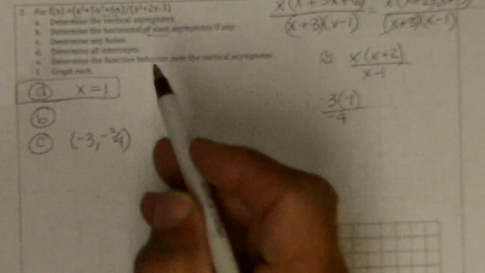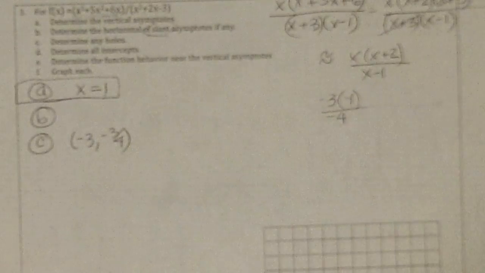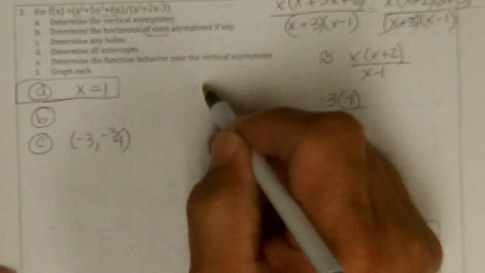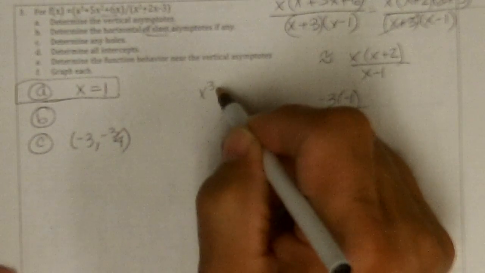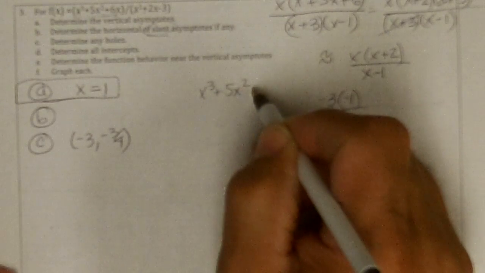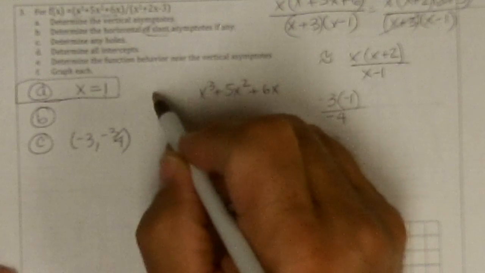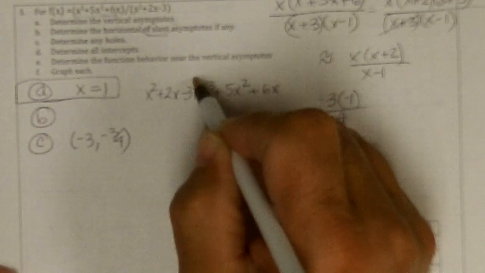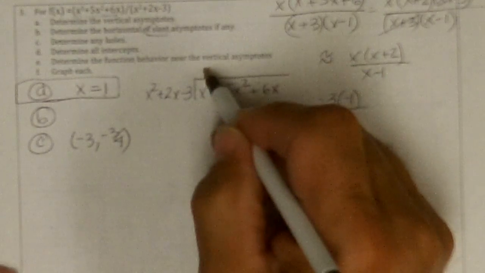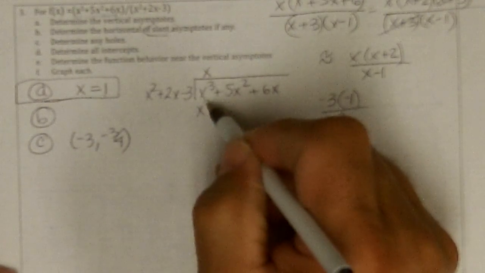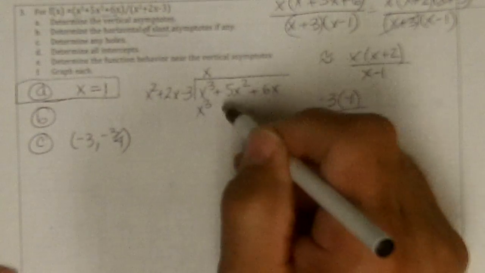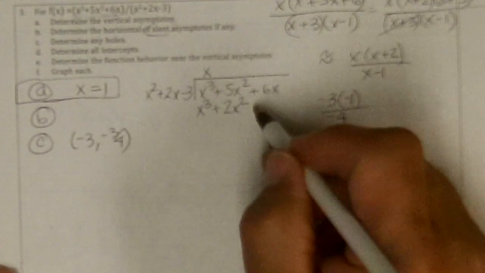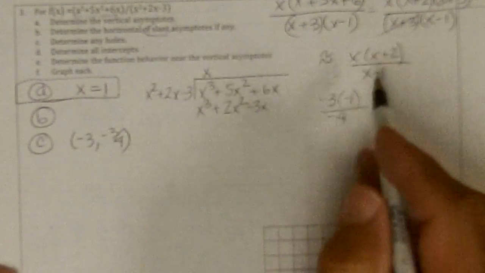So that means we're going to have a slant or oblique asymptote. And you can find that either by dividing this into there. I'll do that, and then I'll show you a shorter version. So I have to take x to the third plus 5x squared plus 6x and divide it by x squared plus 2x minus 3. X times x squared makes x to the third. X times 2x is plus 2x squared. X times a negative 3 is negative 3x.